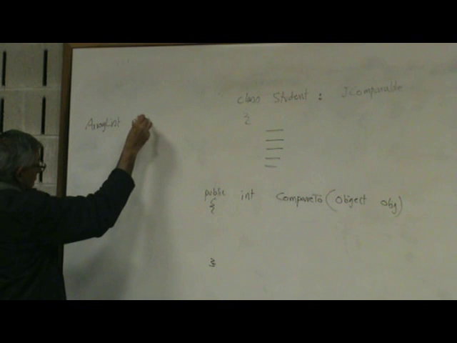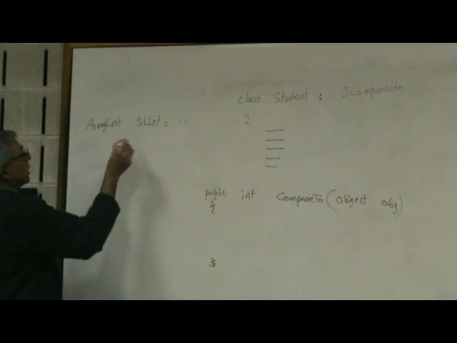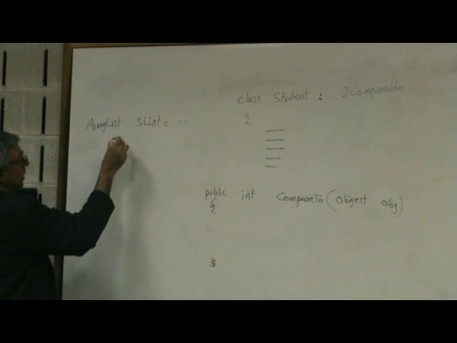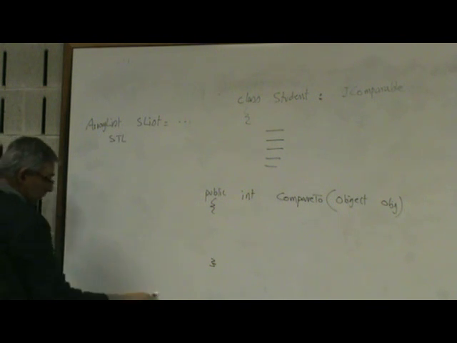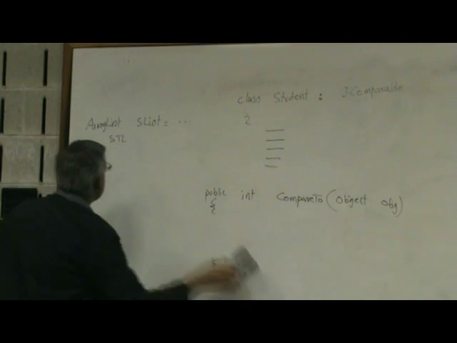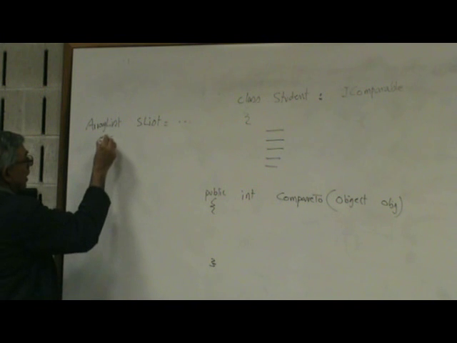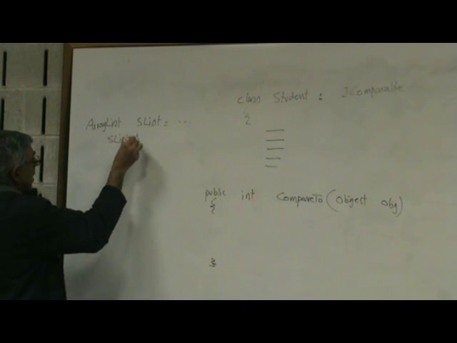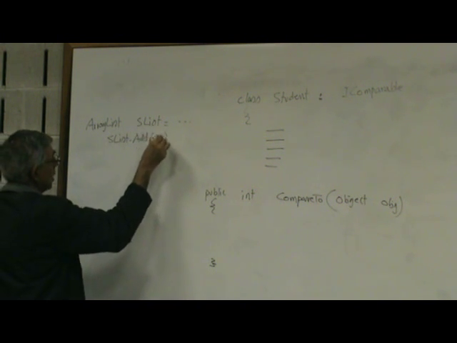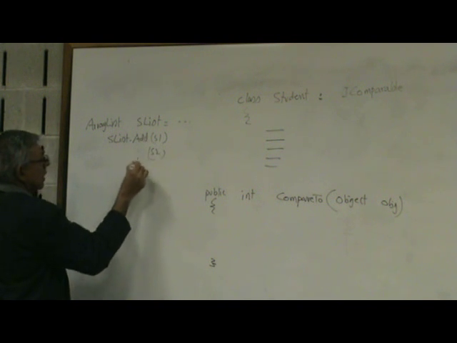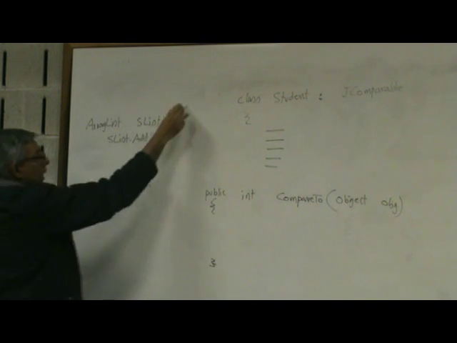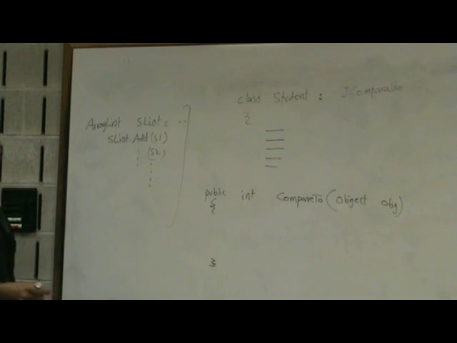Let's call it S-list, okay? And suppose we added a lot of students to it. So we did S-list.add S1, S2, and so on, right? So S-list.add S1, and then S2, and so on. Let's say 100,000 students added to the array list, right?